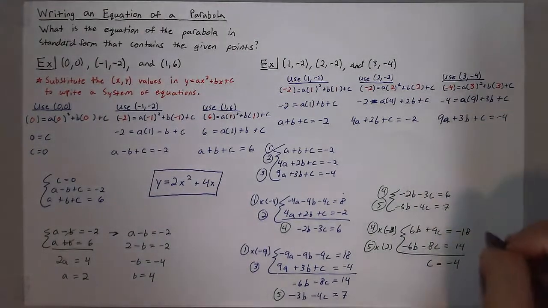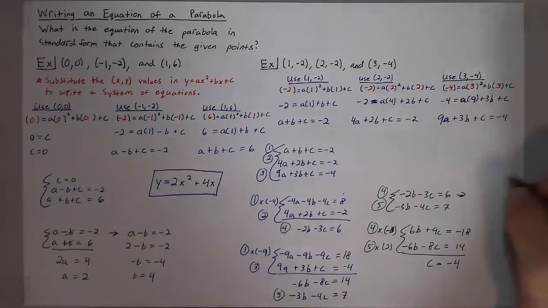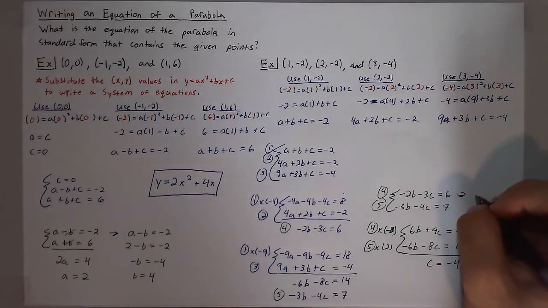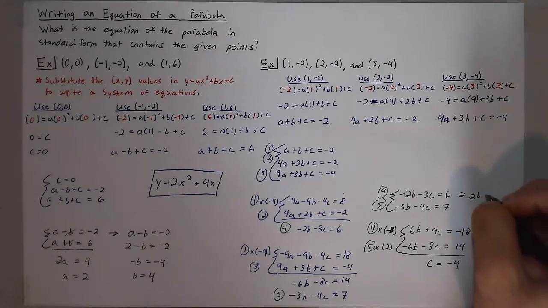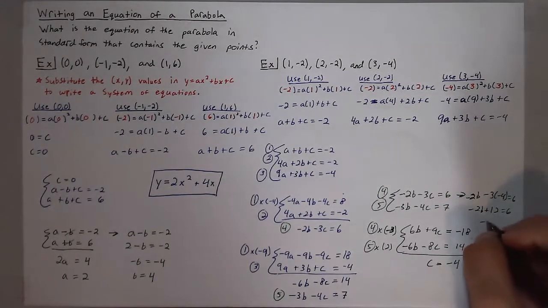Now going backwards, I can figure out that b will be equal to... -2b minus 3 times -4 by replacing the c equals 6. So -2b plus 12 equals 6. Subtract 12, -2b equals -6. B is equal to 3.